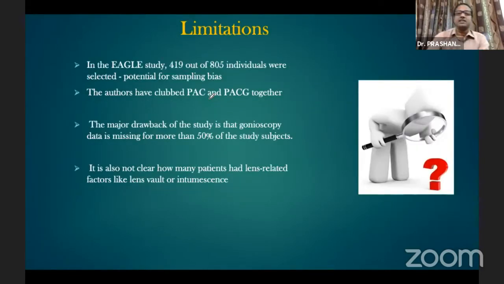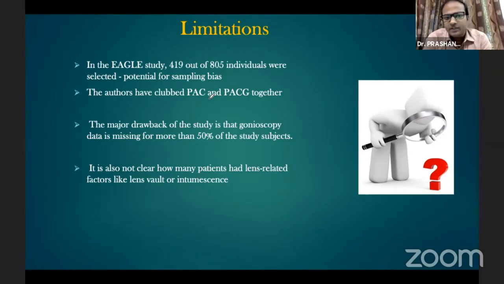But this study has several limitations. The first limitation is the sampling bias. Out of 805 patients enrolled for the study, the study was done only in 419 patients. So preferably the patients were selected seeing their IOP levels and other things. The authors have also clubbed primary angle closure and primary angle closure glaucoma together, which should not be done because both diseases have different prognoses and different outcomes, so they cannot be clubbed together.